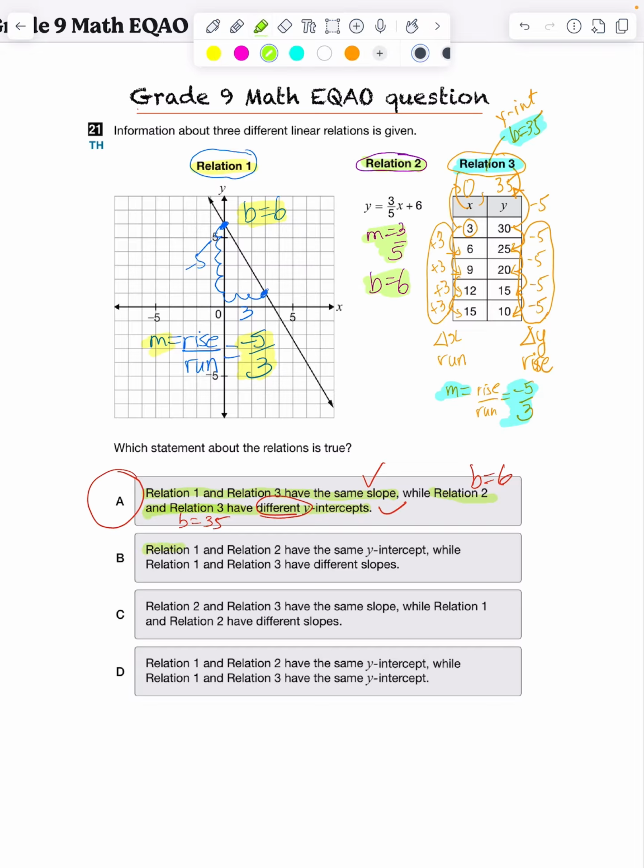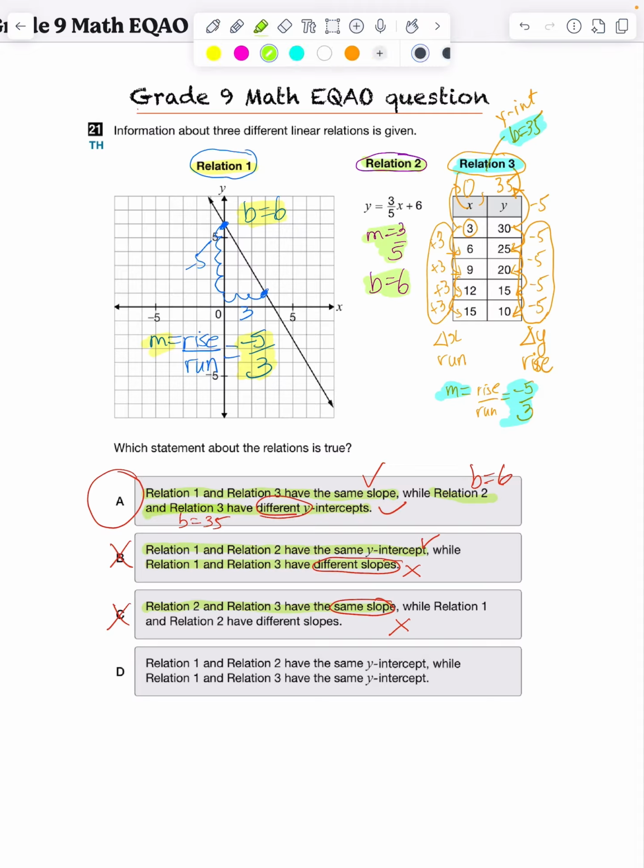Relation 1 and relation 2 have the same y-intercept. This is true. While relation 1 and relation 3 have different slopes, that is not true. Different slopes is not true. Therefore, this is not an option. When I look at option C, relation 2 and relation 3 have the same slope right off the get-go. That is not correct. C is not the correct answer.